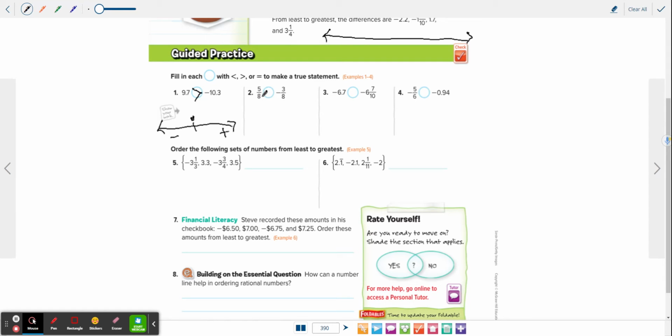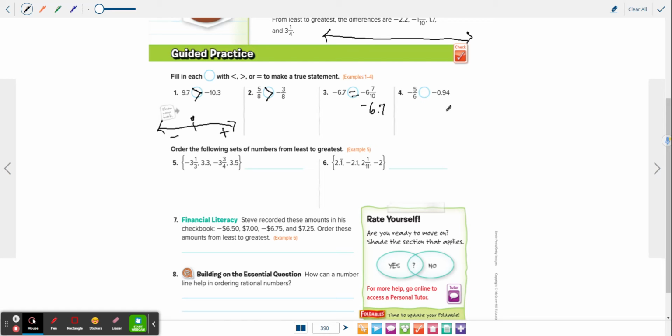Same thing with this one. We have a positive fraction and a negative fraction. Positives are bigger than negatives, so greater than. Now here, these are both negatives. We have negative 6.7 and negative 6 and 7 tenths. If you change these both to fractions or both to decimals, whichever you want to do it, if you change it to a decimal, you'll find out this is negative 6.7. Okay, so those are equal.